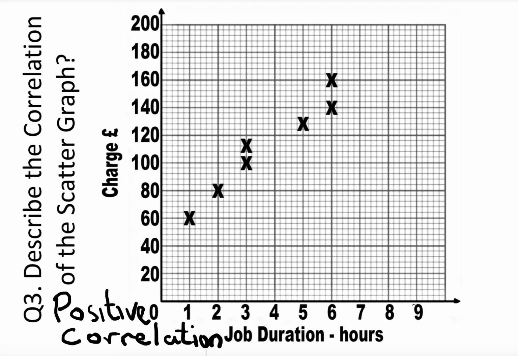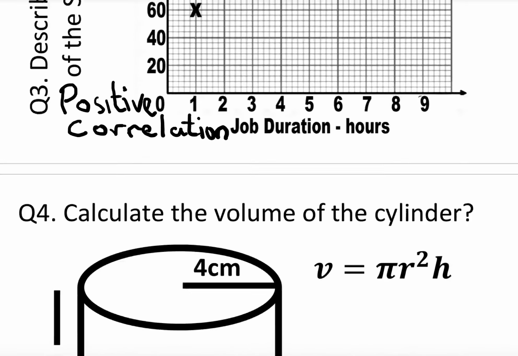Bit squashed down the bottom there, but the graph is a positive correlation because both values are increasing. The number of hours increases and the number they charge for the job increases. I hope you can see what's happening there. Let's move on to the next question.